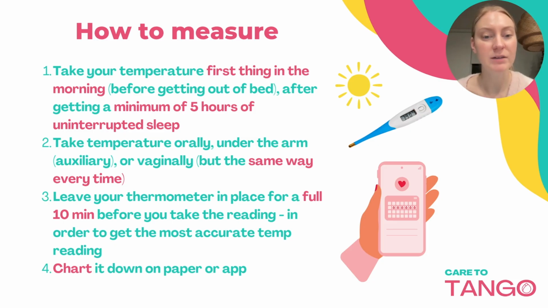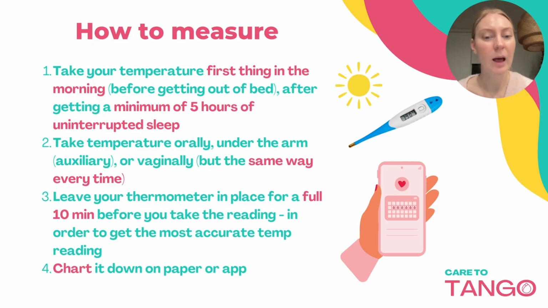You're also going to have to take it the exact same way every time. Most people do it orally, but you can also do it under the arm, which is axillary, or you can do it vaginally as well. Some people find that vaginally can give them better temperature readings. So if you're having a hard time deciphering it, or if you have crazy temperatures, you could try vaginally, but make sure that you're doing it the same way the entire cycle.